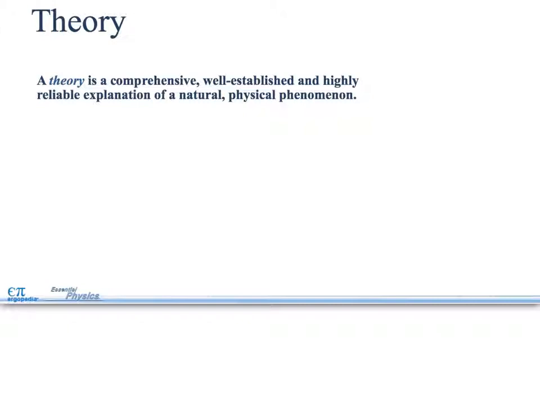A theory is a comprehensive, well-established, and highly reliable explanation of a natural physical phenomenon. Basically, when a hypothesis is tested over and over again, and they keep getting the same findings from their experiments, it might become a theory. And then that theory will be scrutinized over and over again, and then eventually it might become a law.